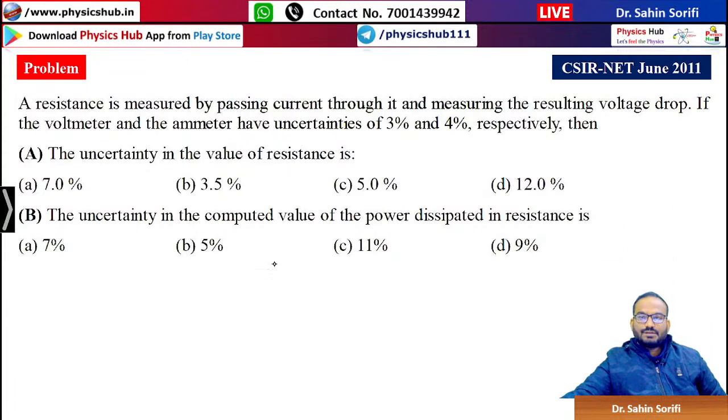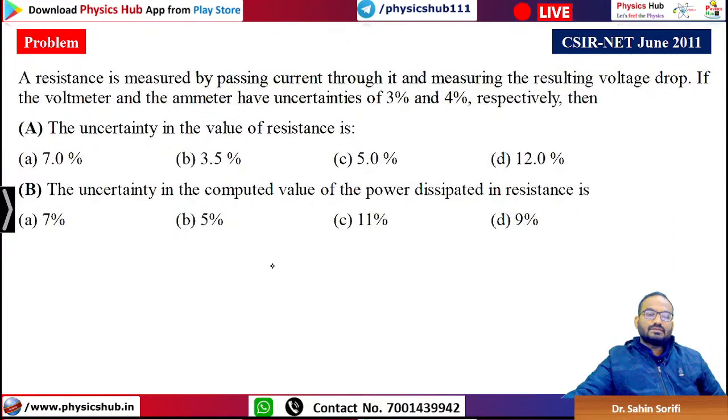Now this is a question from June 2011. Two parts of this question are given in this way. The resistance is measured by passing current through it and measuring the resulting voltage drop. If the voltmeter and the ammeter have uncertainties 0.3% and 4% respectively, then the uncertainty in the value of resistance and the uncertainty in the computed value of power dissipated in resistance.